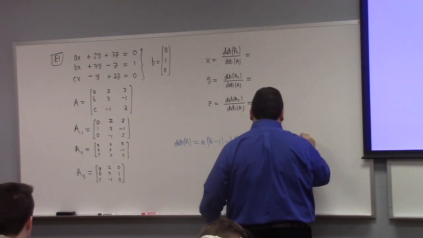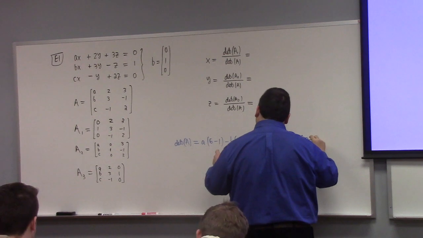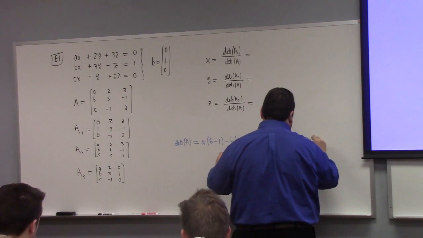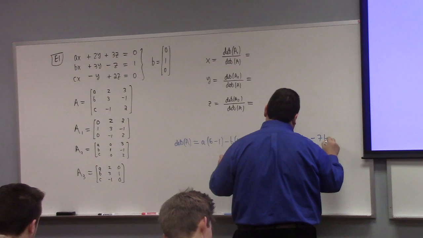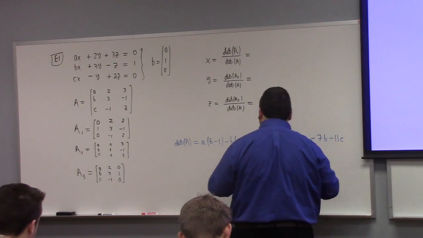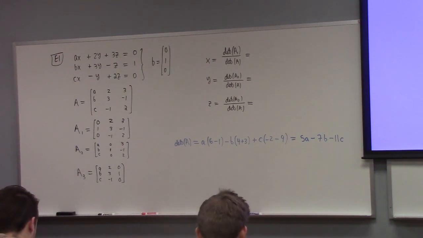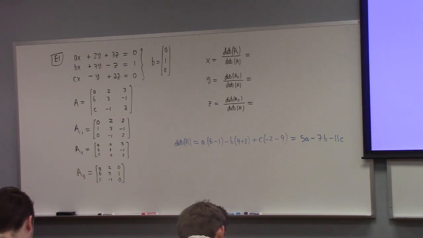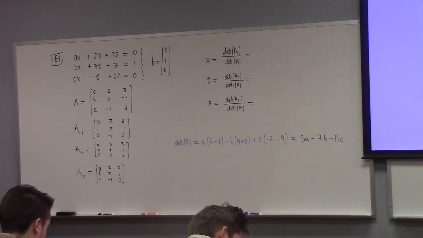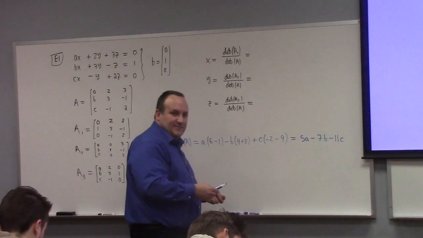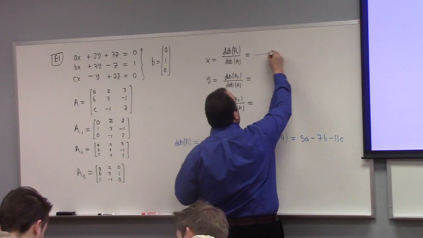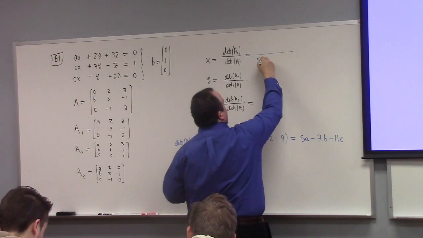So what I got for the determinant of A is 5a minus 7b minus 11c. Now, if you got something else, I'd like to know. I don't really want to repeat the 1 equals 3 incident. Okay, so I guess there's agreement by silence.